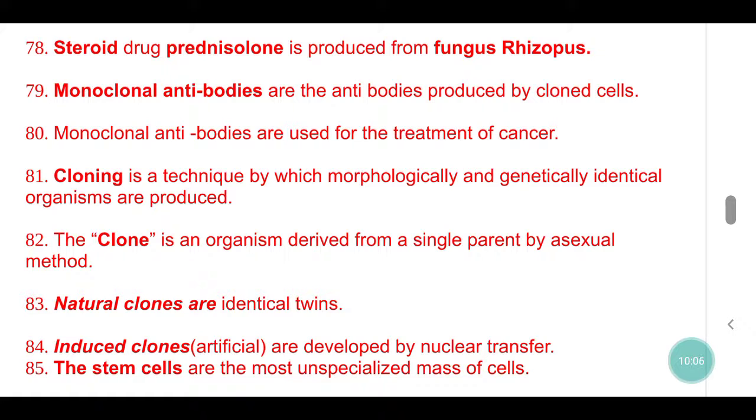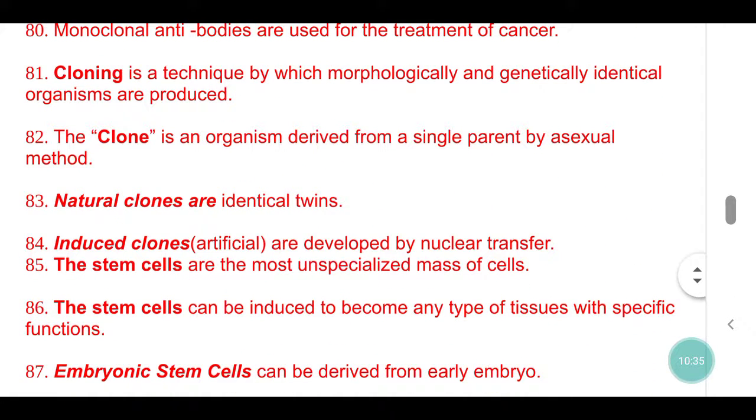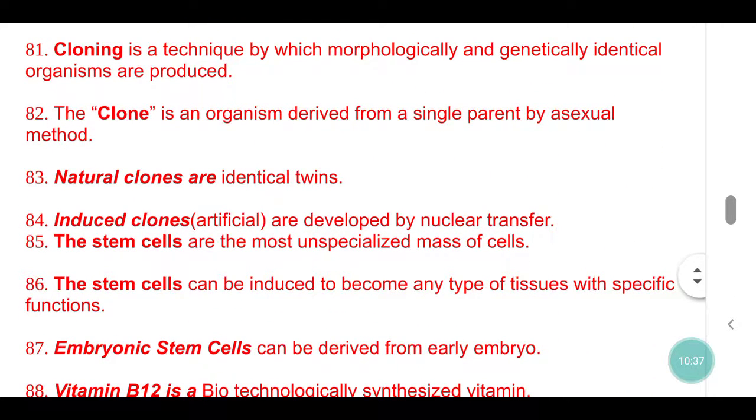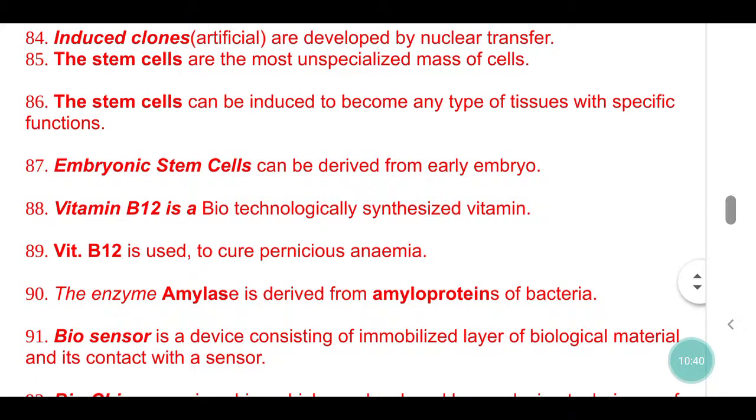Monoclonal antibodies are the antibodies produced by cloned cells. Monoclonal antibodies are used for the treatment of cancer. Cloning is a technique by which morphologically and genetically identical organisms are produced. The clone is an organism derived from a single parent by asexual method. Natural clones are identical twins. Induced clones or artificial clones are developed by nuclear transfer.